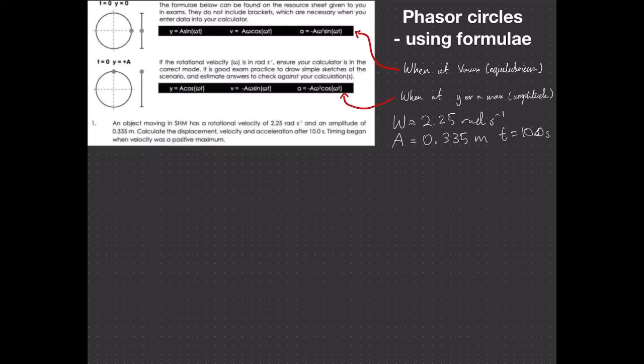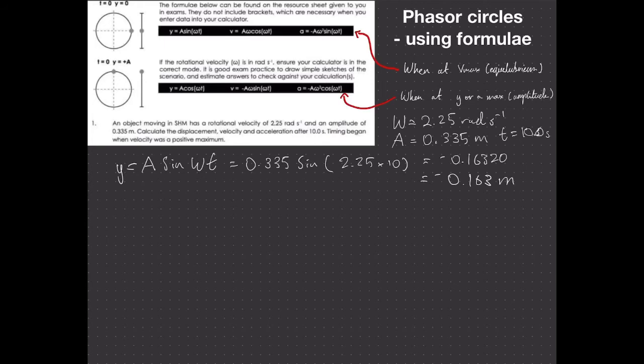Let's get to it. So our equation for displacement is y equals positive amplitude sine omega t. When they give you these equations in the exam, they don't have brackets. These brackets are here because you need to set those up for it to work in your calculator properly. Now if we input the information that we have, our amplitude 0.335 meters, sine our 2.25 radians times our time 10, okay, and that gives us negative 0.16320, which we will round to negative 0.163 meters. Okay, and that's our displacement out of the way.